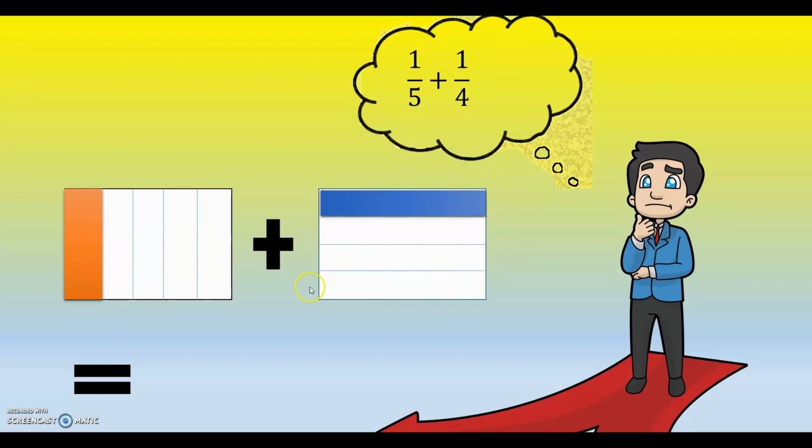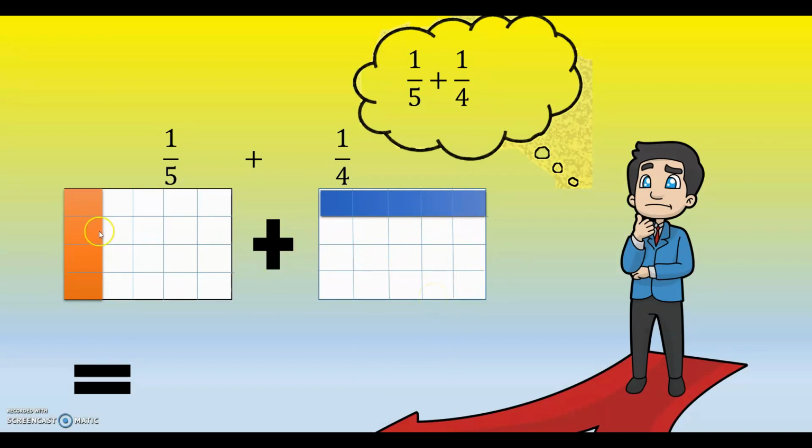But I have a problem. My first box is divided into 5 parts and my second box is divided into 4 parts. So what can I do? My first box, what if I were to divide it into 4 parts going the opposite direction? 1, 2, 3, 4. I would still have 1/5 of this box being shaded. My second box, what if I were to divide it into 5 equal parts going the opposite direction? I still have a quarter of my box shaded.